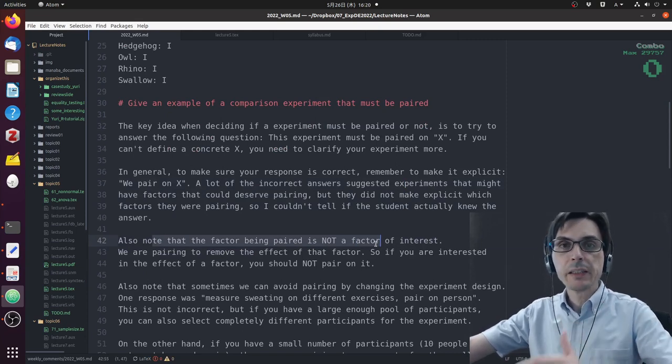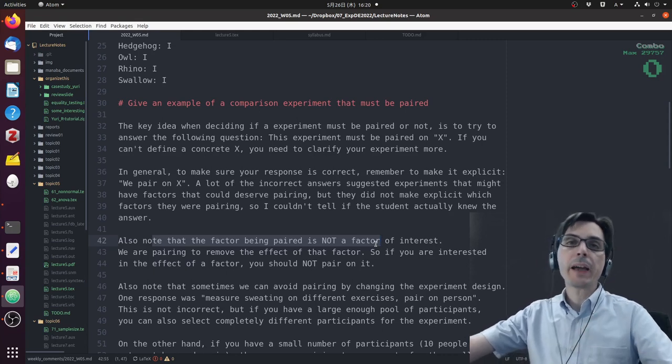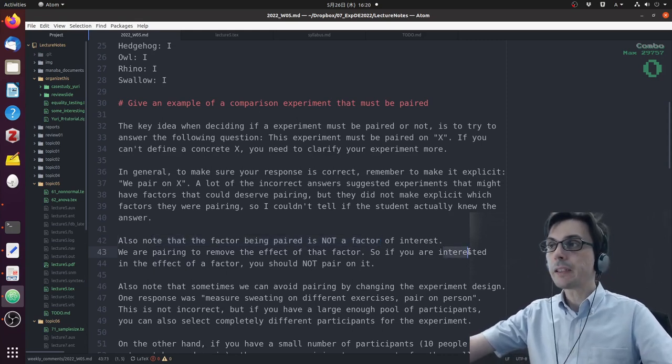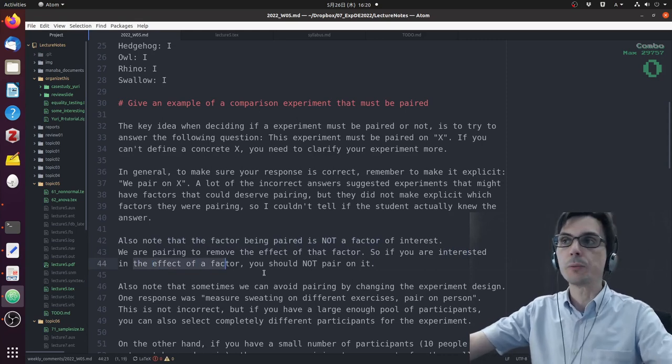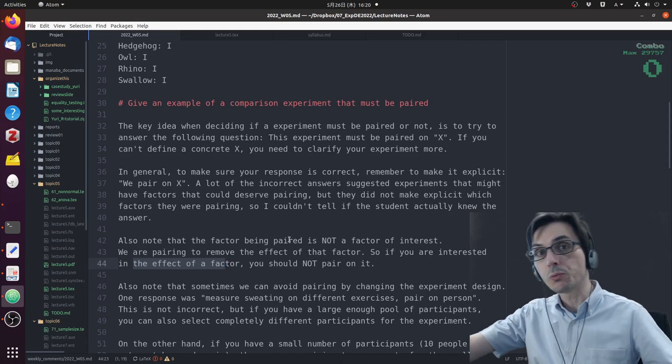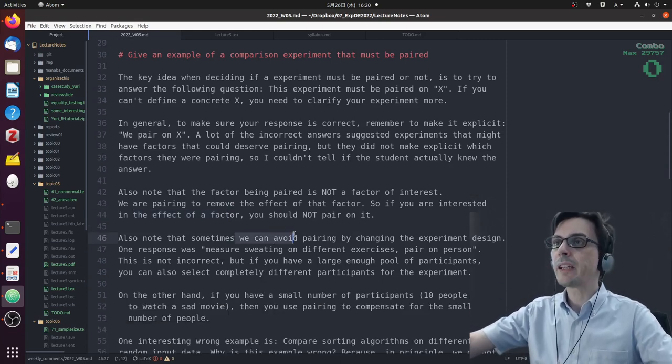Also note that the factor being paired is not a factor of interest. We pair factors to remove the effect of this factor. So if you are interested in the effect of a factor, that is not a factor that you should be pairing on. You use pairing to remove the effect of a factor. Also note that sometimes we can avoid pairing by changing the experiment design.